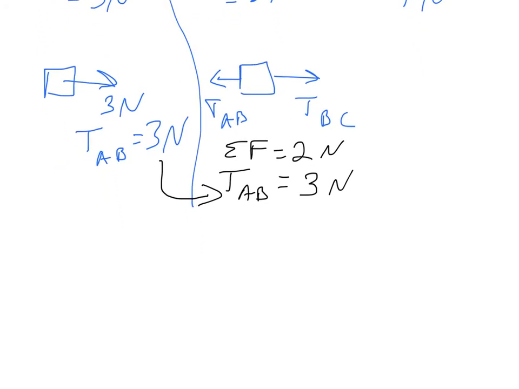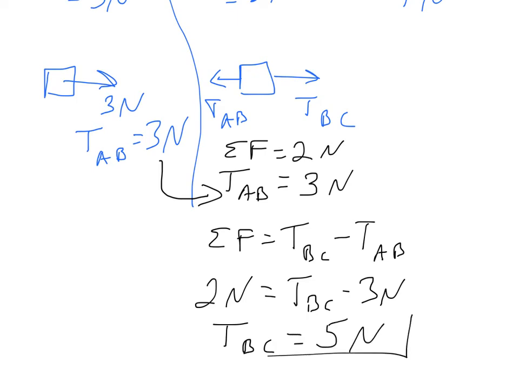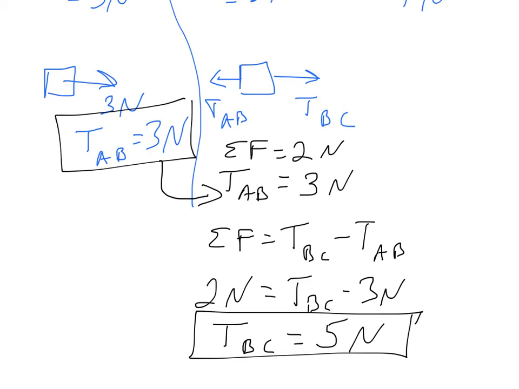And so we look at the tug of war that's set up, and we know that the net force is going to be the winning force minus the losing force. The net force we already know is 2. BC is what we'd like to find, and AB we know is 3. When we solve for the tension in BC, we find that it must be 5 newtons. So now we know that the tension in AB is 3 newtons, the tension in BC is 5 newtons.